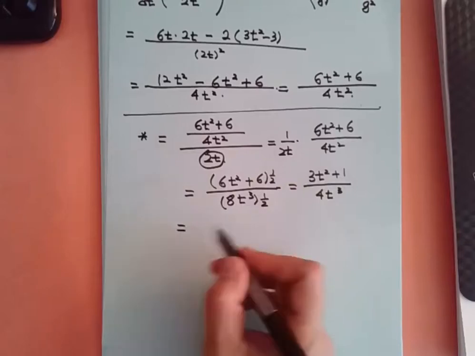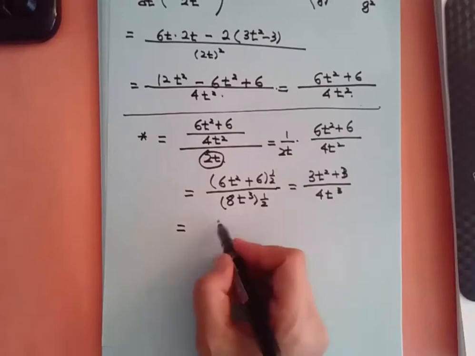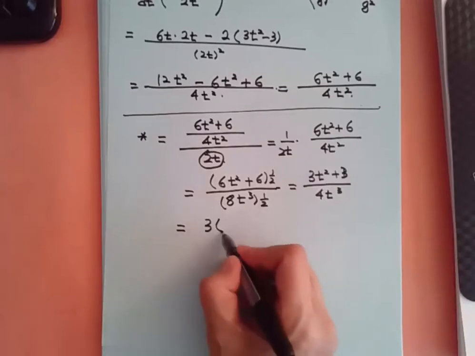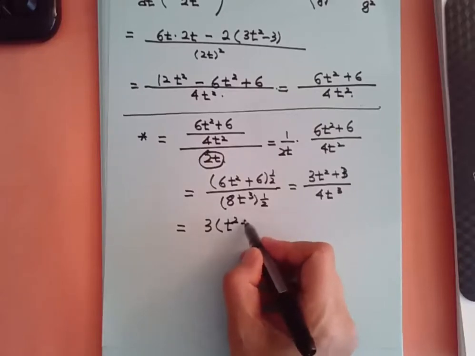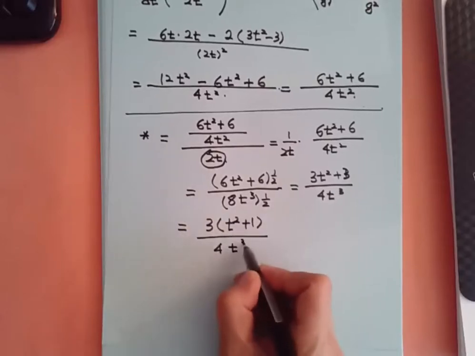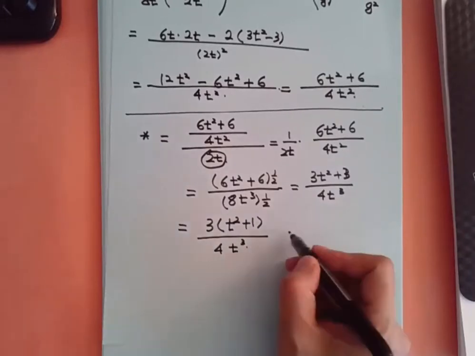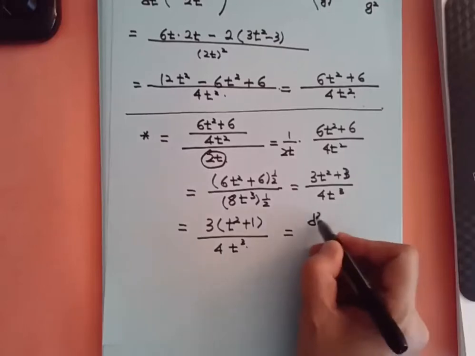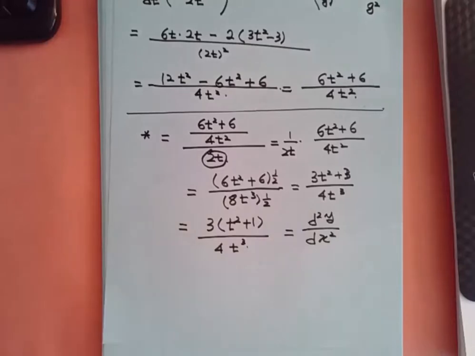So we pull out 3, and that is 3 times (t squared plus 1) over 4t cubed. What we've been calculating is d squared y over dx squared, so the second derivative.